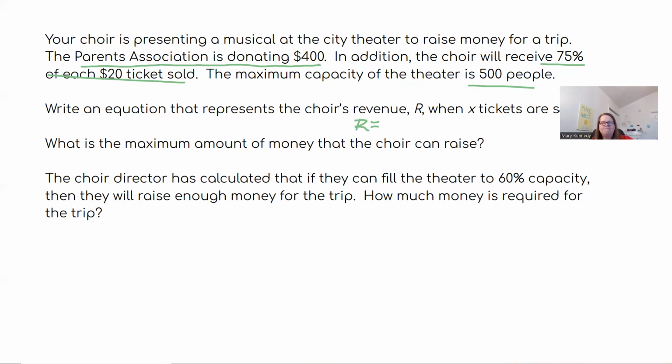So think about if we make 75% of each ticket sold. Let's go to that part right there. 75% of each $20 ticket. So let's figure out what that is. 75% is the same as 0.75. And so we'll just do 0.75 times 20. So 3/4 of 20, 75% of 20 is $15. So we are going to make $15 for every ticket. So $15 times X number of tickets, because we don't know how many tickets we'll sell.